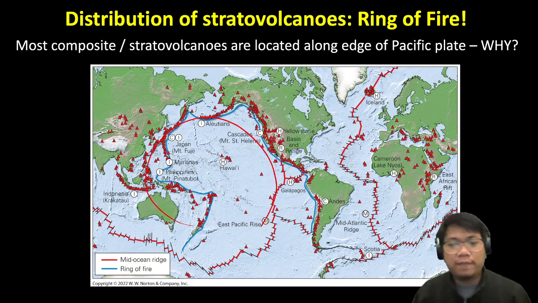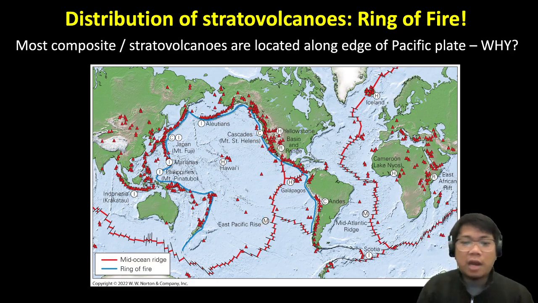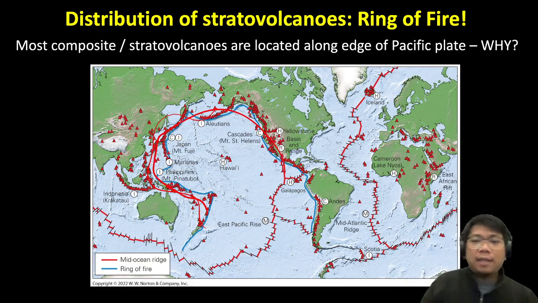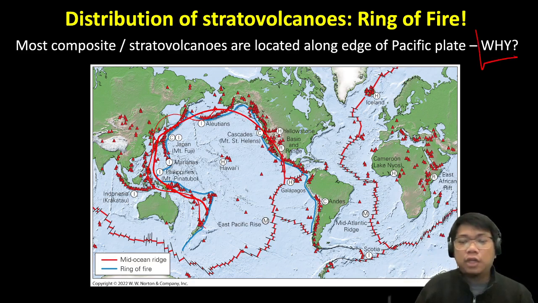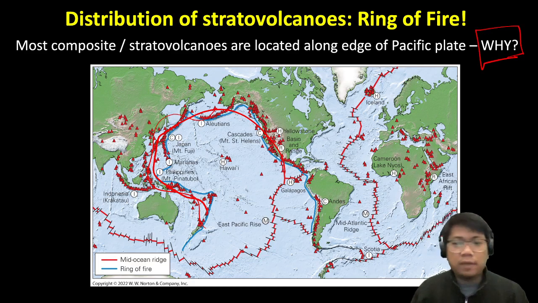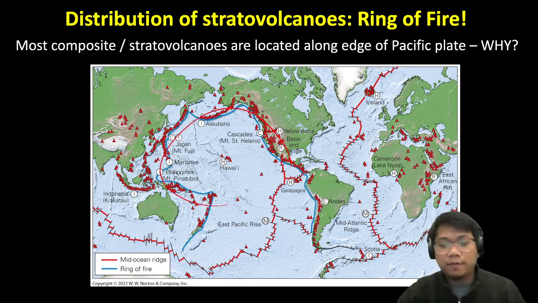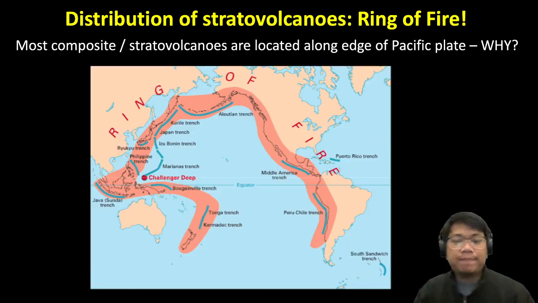And obviously we call it the Ring of Fire because most volcanoes on Earth are located right here along the edges of the Pacific Ocean. Now, why is that? That is a really good question to ask. Why do we have most composite or stratovolcanoes located along the edge of the Pacific plate? And the answer to that, this is another view of the Ring of Fire.